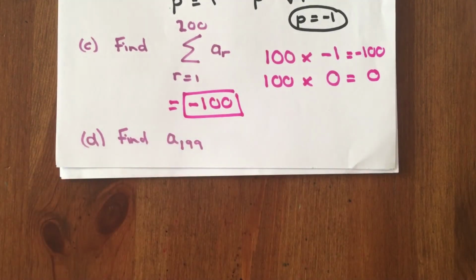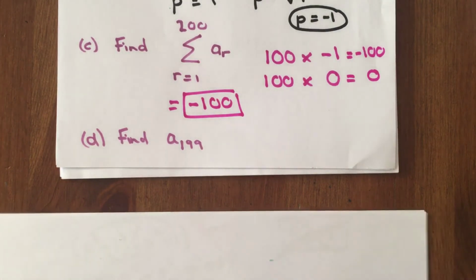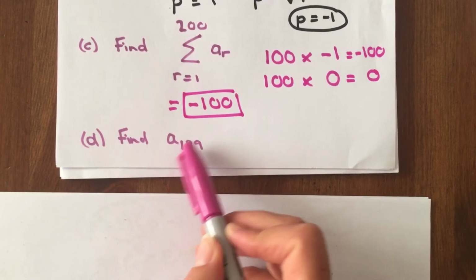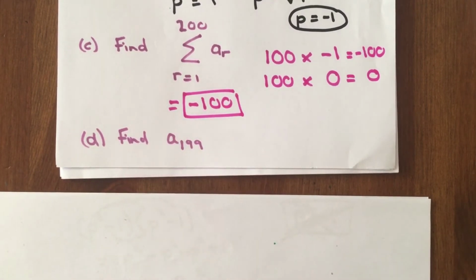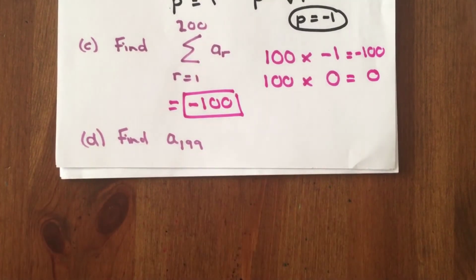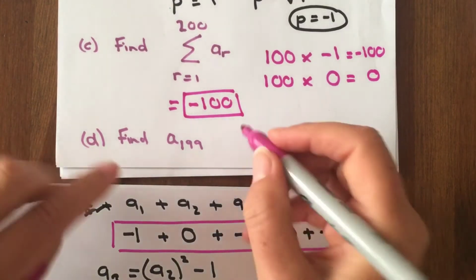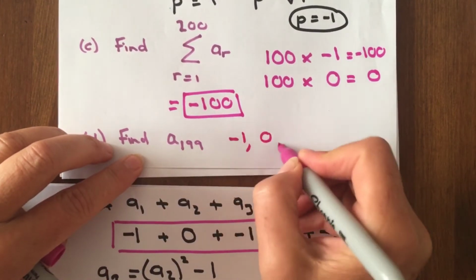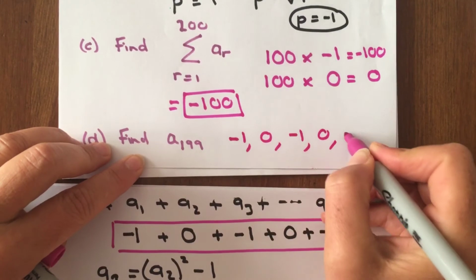Okay, so last question. Find the 191st term. This is what this means. The 191st term. Well, let's go back to the sequence. So we get this, minus 1, 0, minus 1, 0, minus 1, 0.